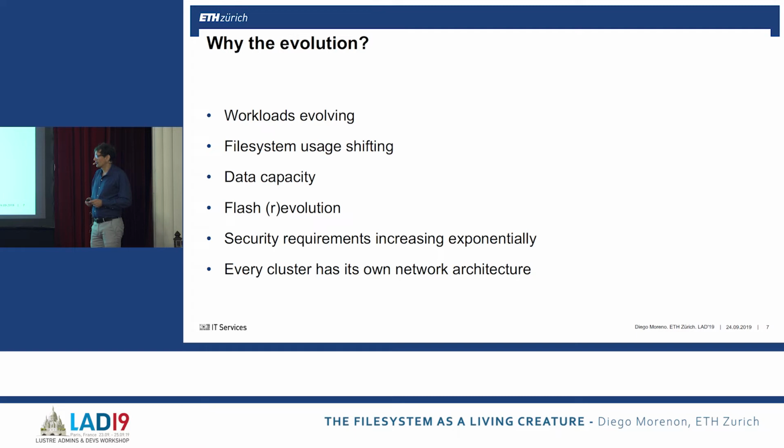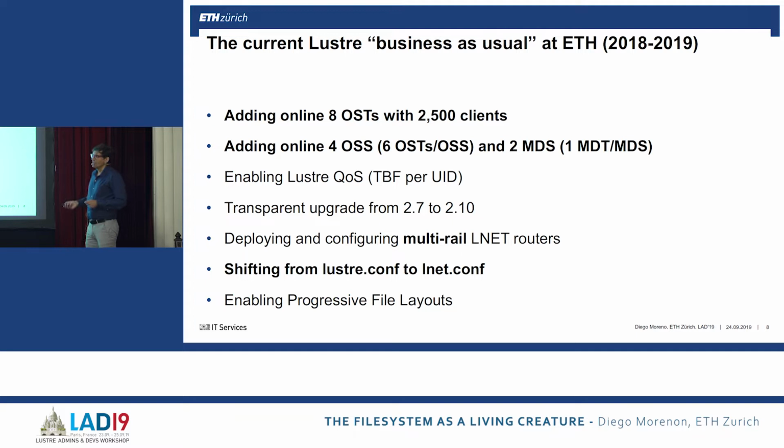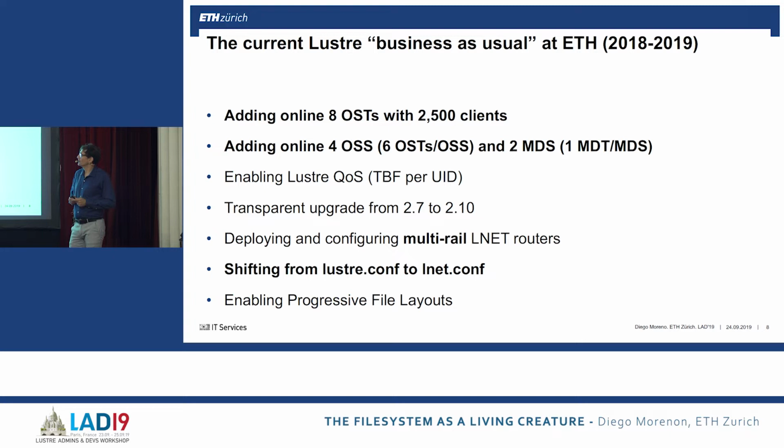So this is just what we've been doing in the last year and a half. What I wanted to highlight here is that, as you can see, we have been doing things online. For instance, the first operation is the online addition of 80 drives, so 8 OSTs. My boss didn't want to take downtime because it's not nice, right? So I said, oh yeah, Lustre can do it online. I crossed fingers, and we went ahead, we configured it, and yeah, it does it. The 2,500 clients automatically see the new OSTs, and they start doing I/O, business as usual, nothing else.